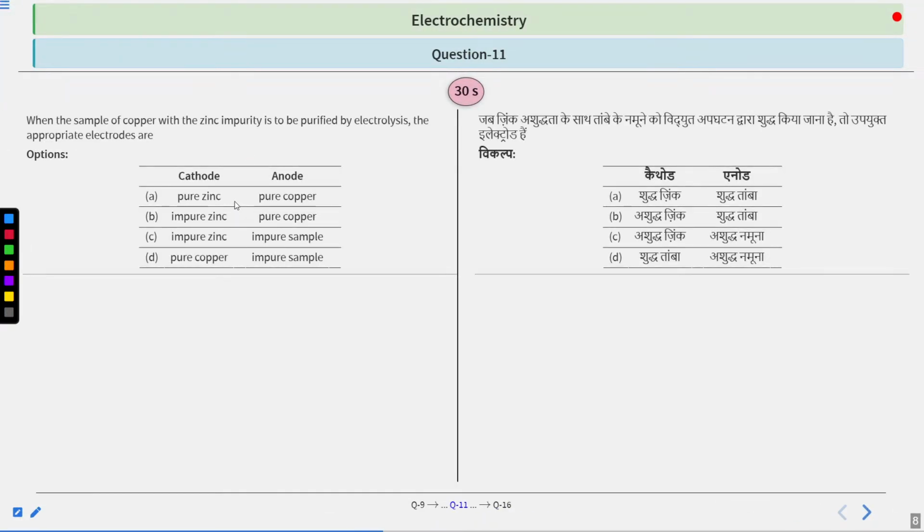Question number 11. Question number 11 says that when a sample of copper with zinc impurity is to be purified by electrolysis, the appropriate electrodes are, A. So there are columns of cathodes and anodes, right? In A, cathode is pure zinc and anode is pure copper. B, cathode is impure zinc and anode is pure copper. C, cathode is impure zinc and anode is impure sample. D, cathode is pure copper and anode is impure sample. You have 30 seconds to solve this question. Your time starts now.